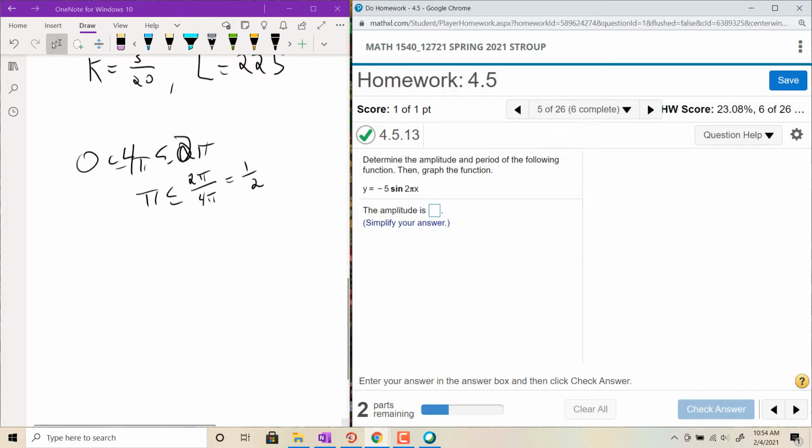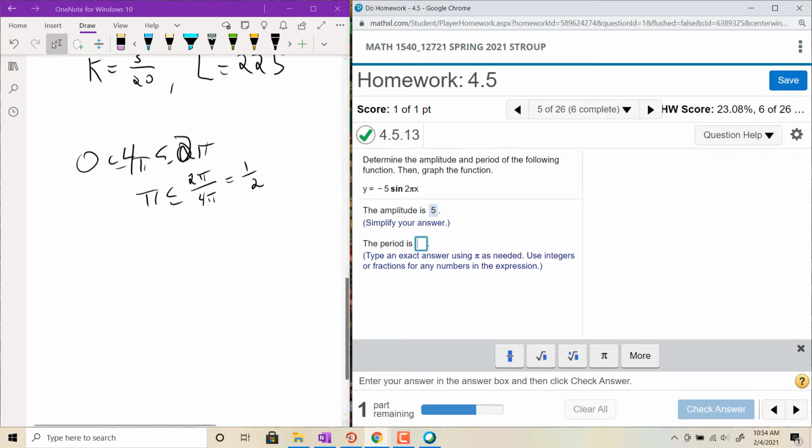Similar. So here the amplitude is 5. Don't put -5. And the period is going to end up being 2 pi divided by 2 pi, so it's just going to be 1.